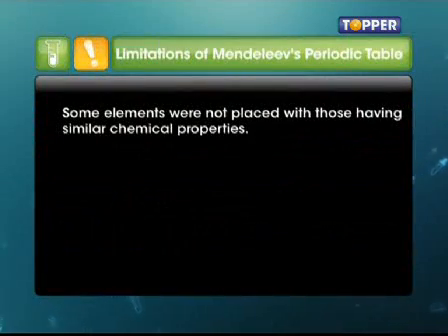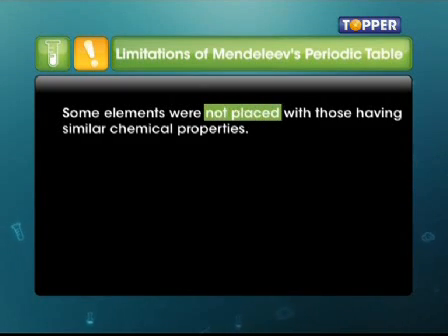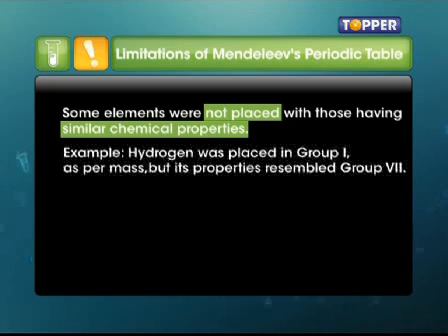Luckily, a list of such limitations can actually help you score more, as it is a favorite question of the examiners. Another limitation was that some elements did not seem to be placed with those having similar properties. For example, Mendeleev did not know how to justify the position of hydrogen. While he placed it in group 1 according to mass, its properties actually resembled those of group 7.